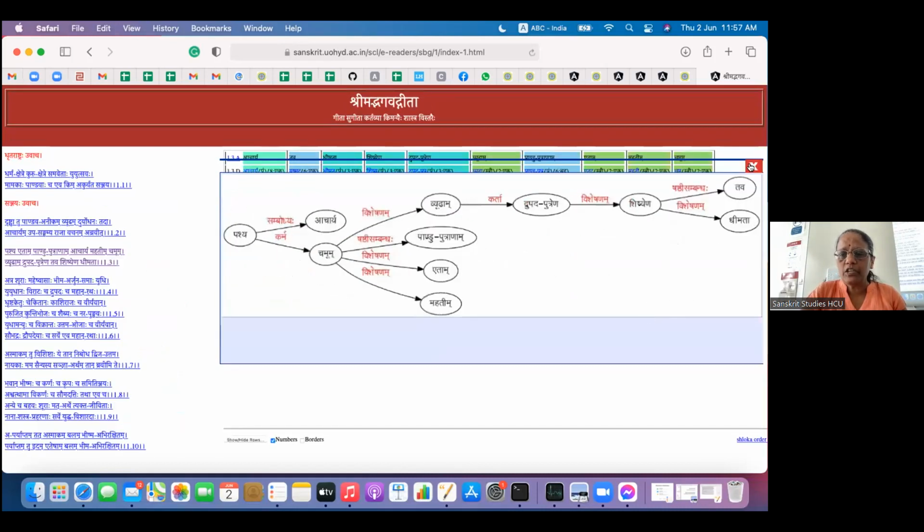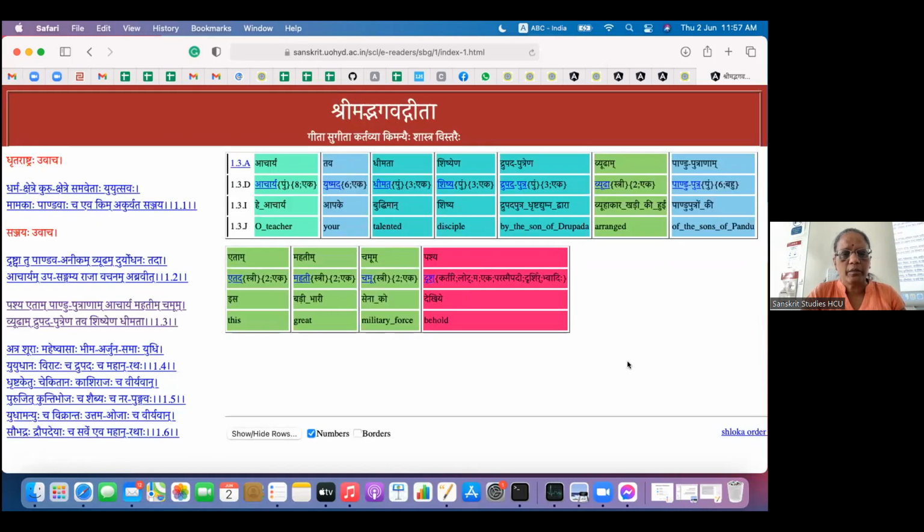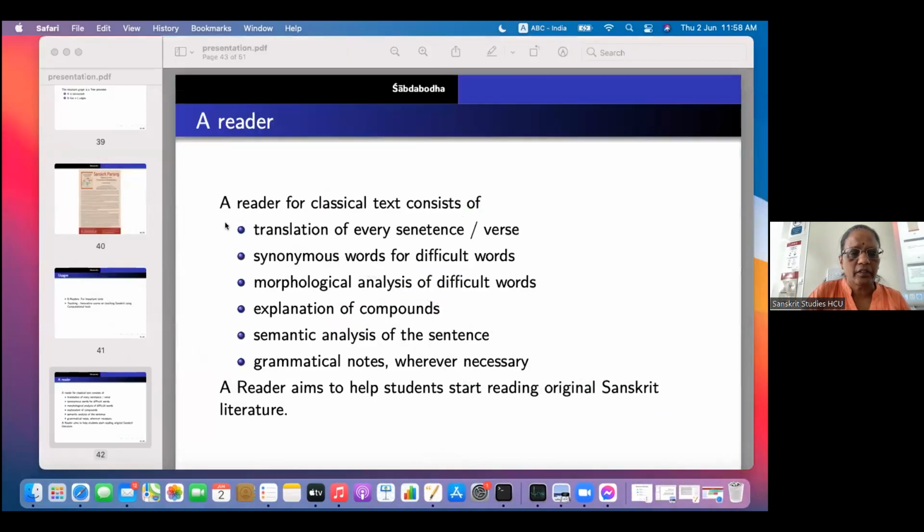Further, for each word, we also have the dictionary linking. So you can go and see the meanings. So this is how one can use this as a teaching module for teaching important texts. And that is the reason we are concentrating on some of these important texts, which are normally taught in the schools. So we have these readers, which consist of a translation of every sentence or verse.